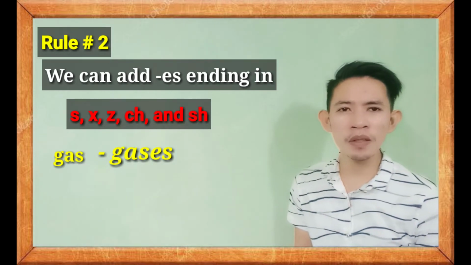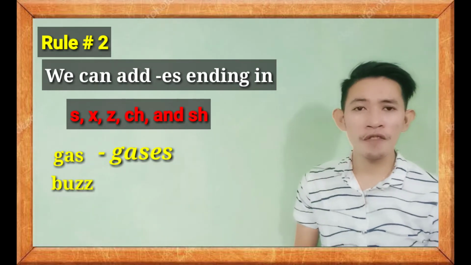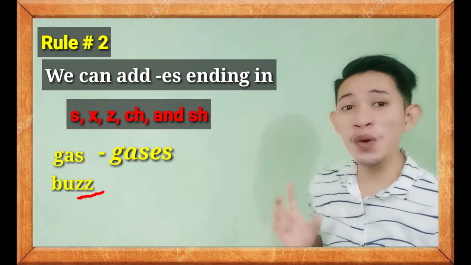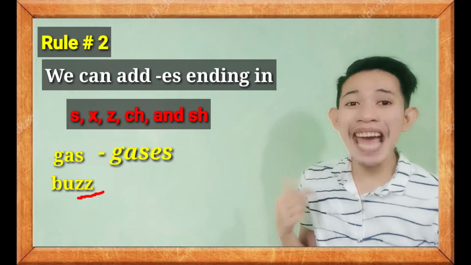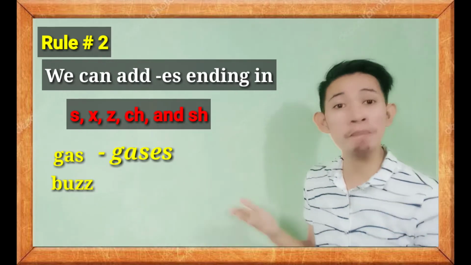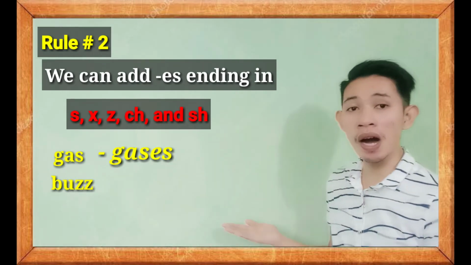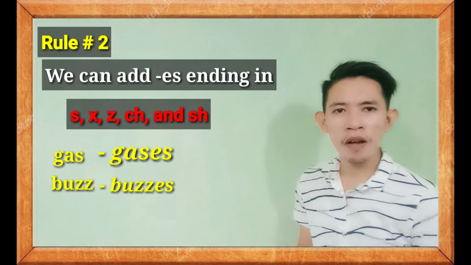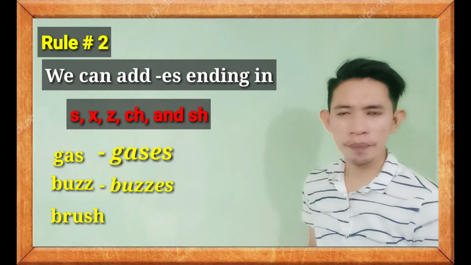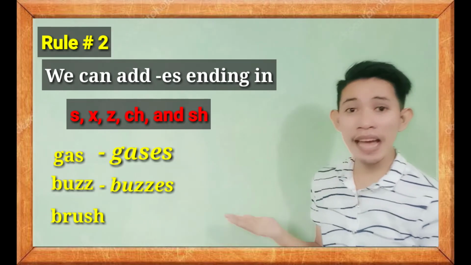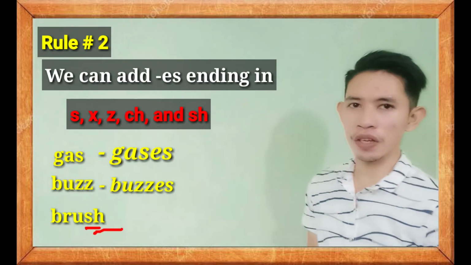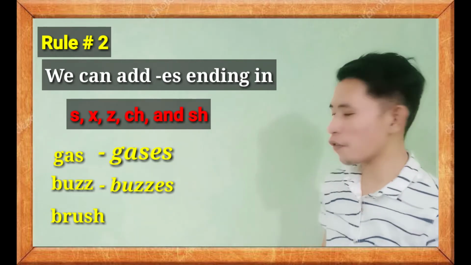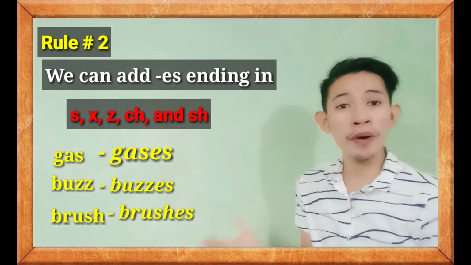How about buzz? Buzz ends with letter Z, so we are going to add ES at the end of the word to make it a plural noun. So from buzz, it became buzzes. How about brush? Brush ends with SH. So we're going to add ES to make it a plural noun. So from brush, it became brushes.